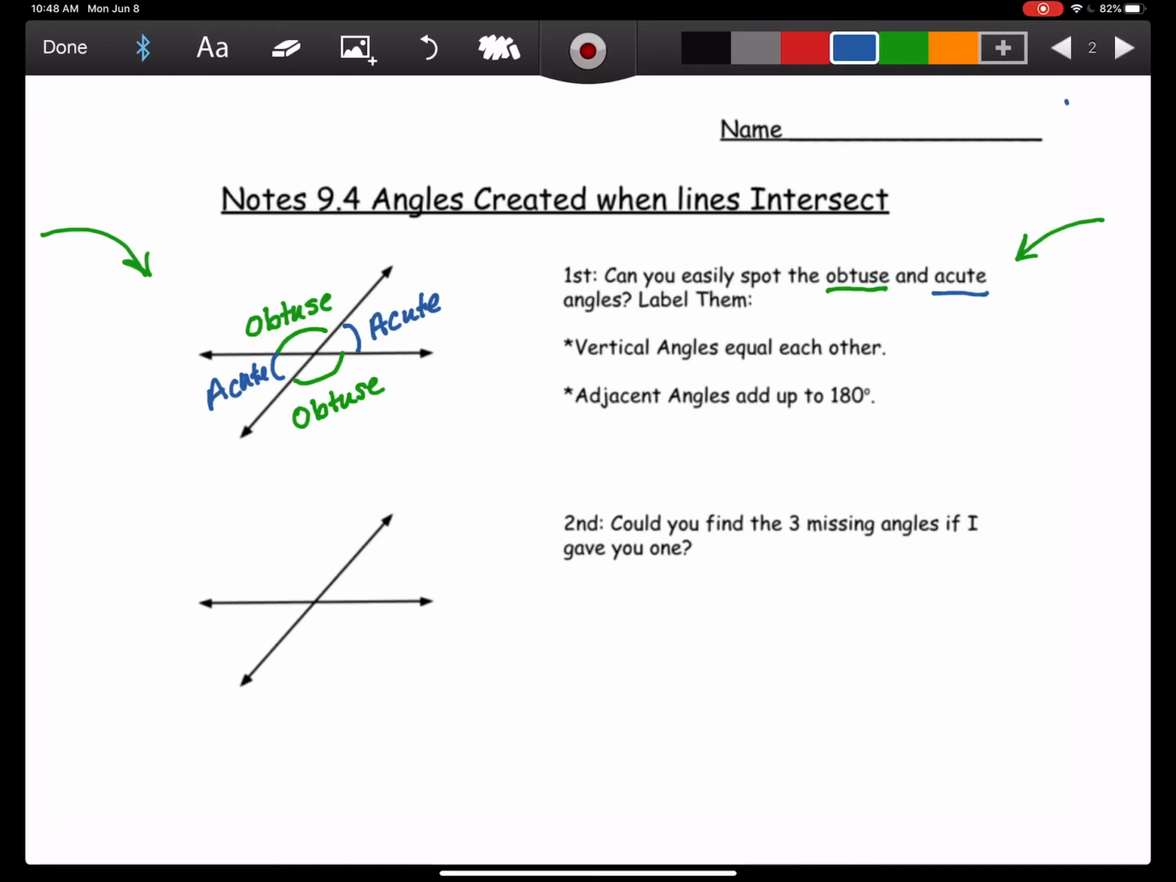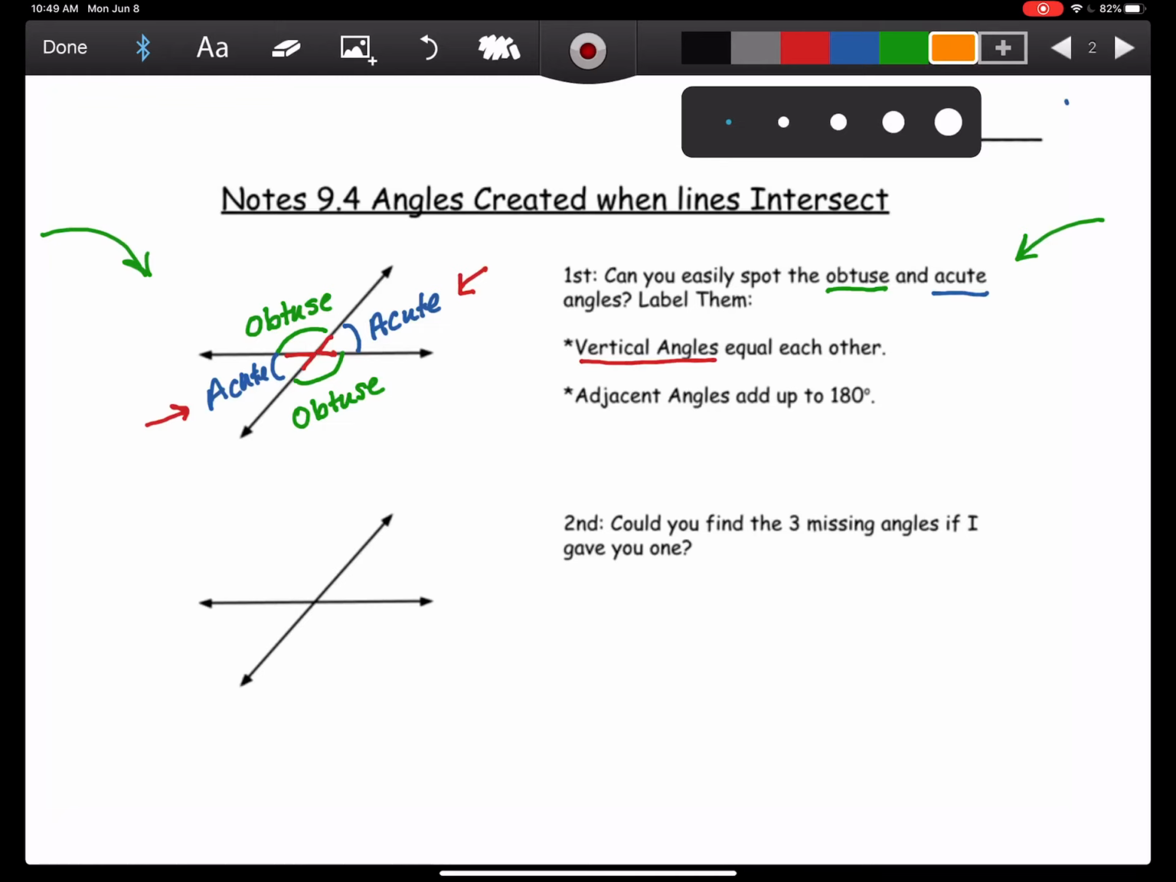Well, the first thing hopefully you're noticing is that vertical angles, that's one of our vocab words, vertical angles equal each other. So what are vertical angles? Well, there's 2 sets of vertical angles. The acute angles, each pair of acute angles in this diagram, they're vertical. They're pointing to each other. See how their angles are pointing to each other? Okay? And I'm going to use gold for the next word.